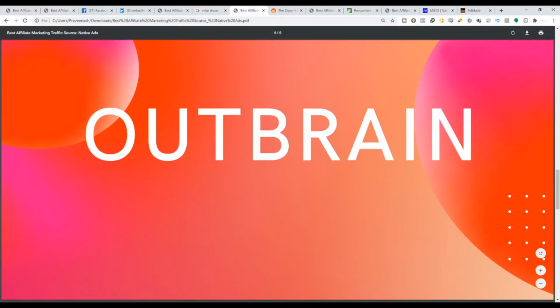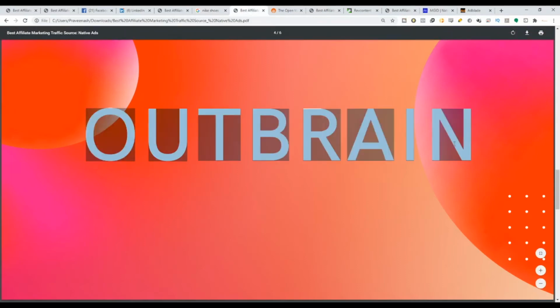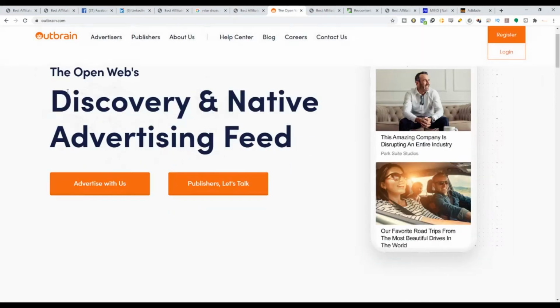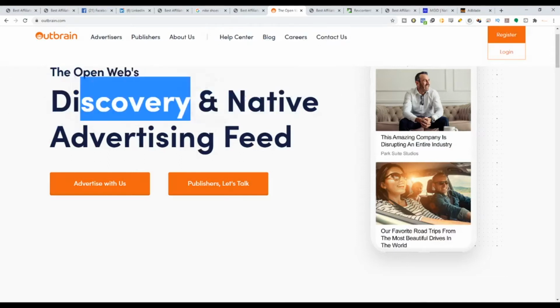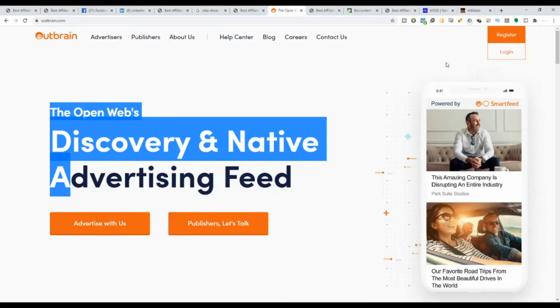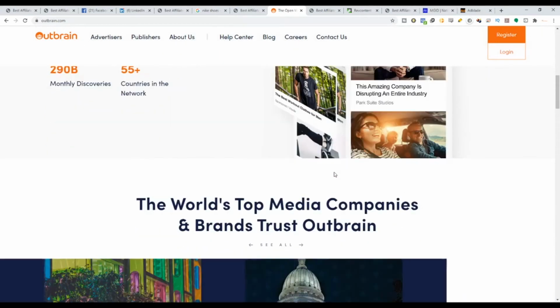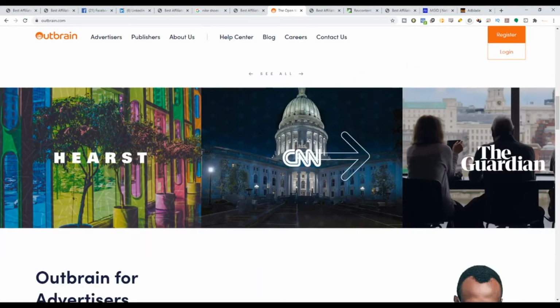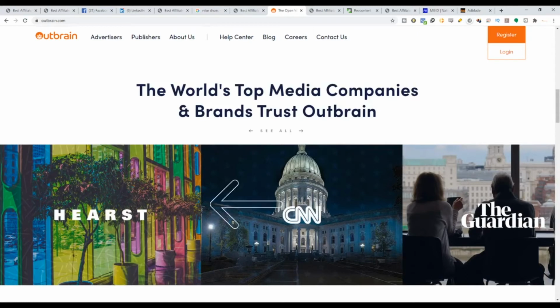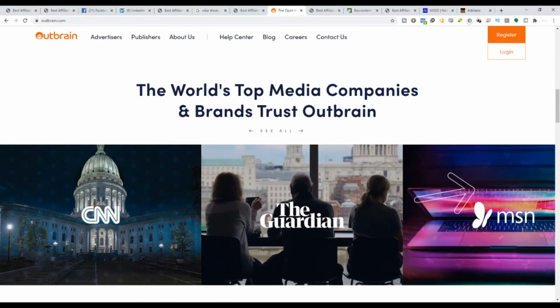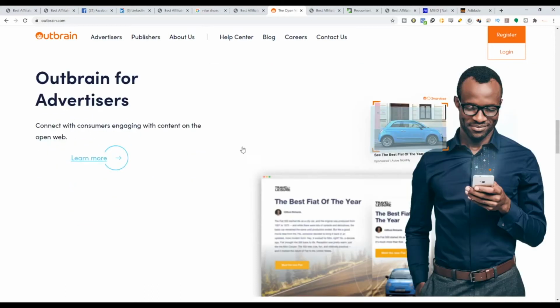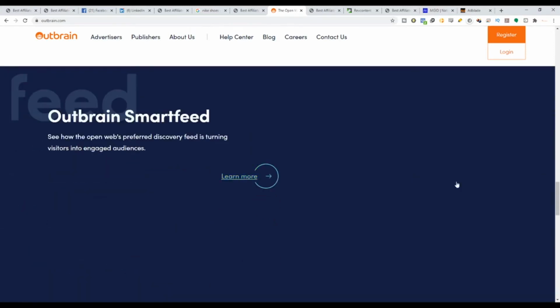So the third one, now we are talking about a real native ads traffic platform, which is called Outbrain. So this is Outbrain. As you can see, Outbrain is an open web discovery native ads advertising feed. This is how the ads will look. And as you know, there's a huge amount of craziness with Outbrain. They are very trusted and reliable. Their traffic is very good, and you can see what kind of big businesses use them. CNN, Guardian, MSN, all use Outbrain. So Outbrain is really famous when it comes to native advertising, and this is one of the major reasons why we are talking about Outbrain.